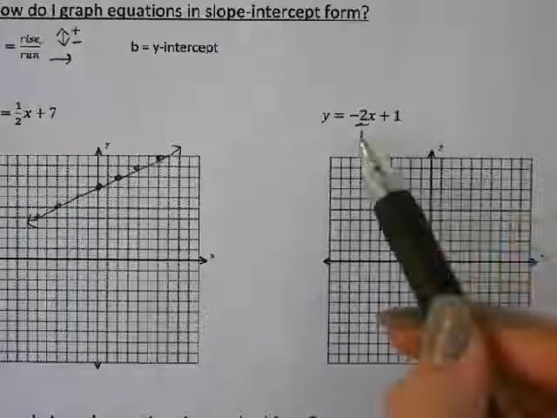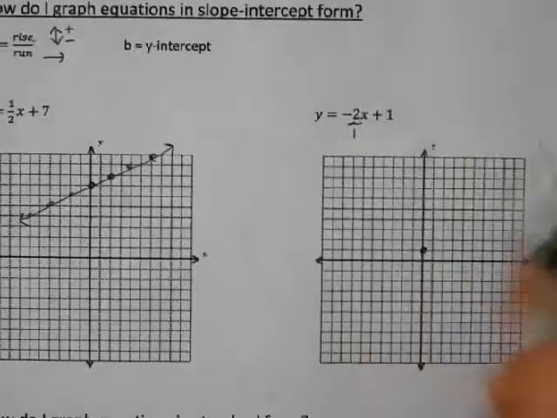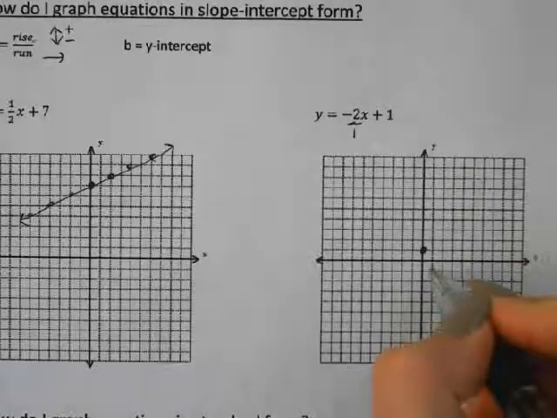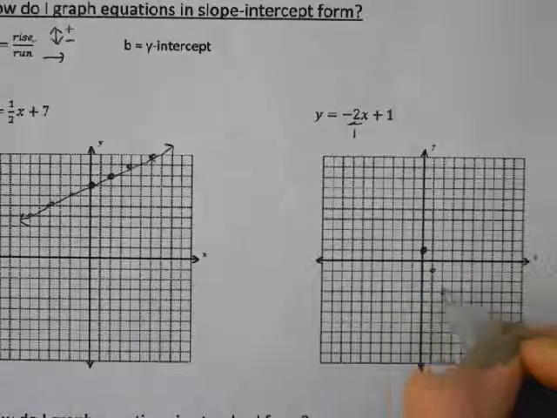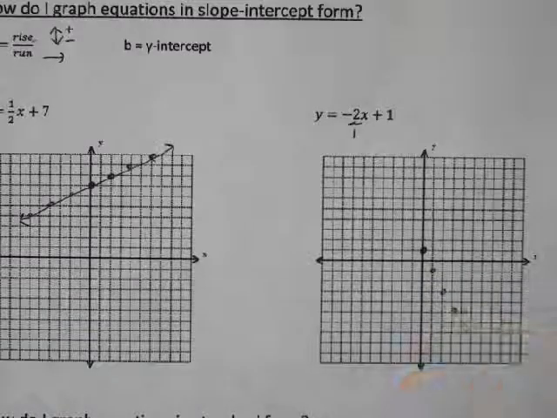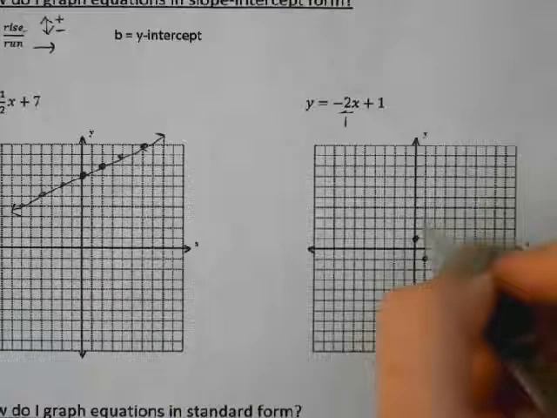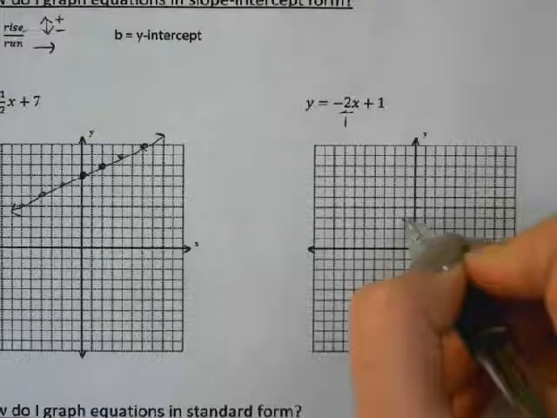And then what should we do from there? Down 2, and we're going to go right 1. Down 2, right 1, down 2, right 1. And then if I run out of space, I can go backwards. So up 2, left 1, up 2, left 1.